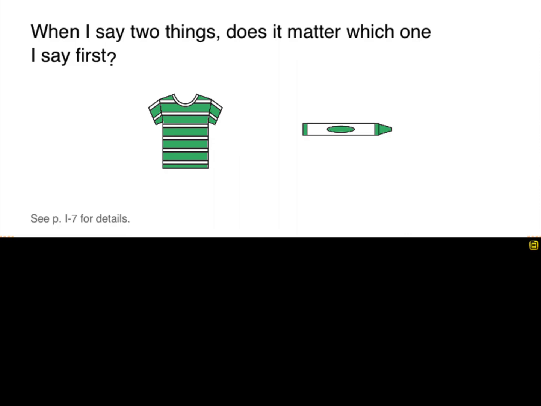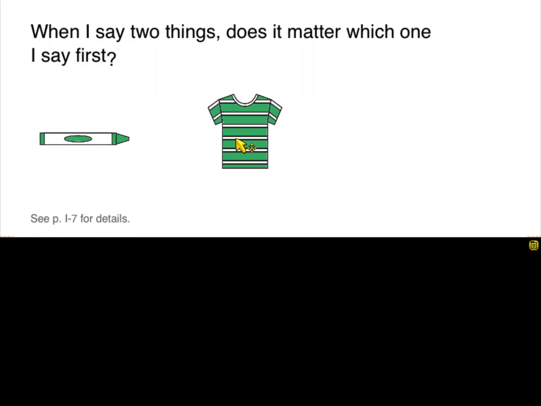But here's the thing that always mixes grade 1 up. You could say that I have a green shirt and a green crayon, or you could say I have a green crayon and a green shirt. It does not change that I have one of these and one of these, even if I said I have the shirt first, or if I say I have the crayon first.